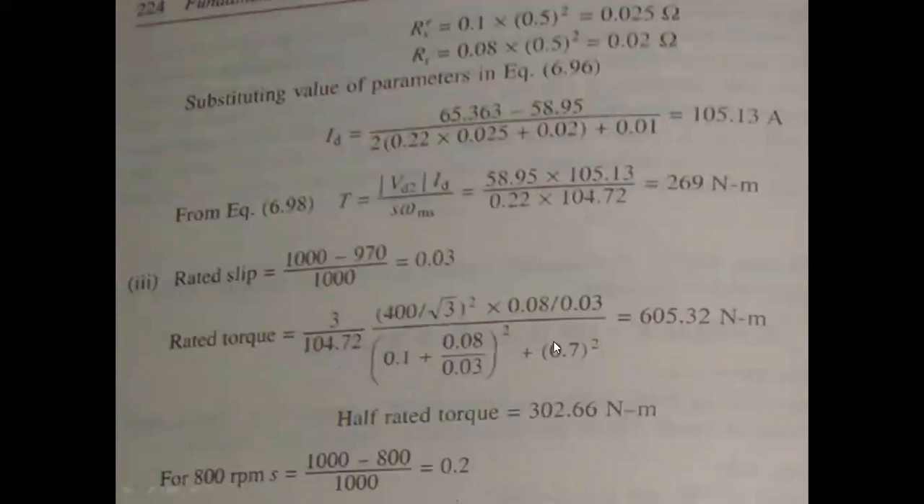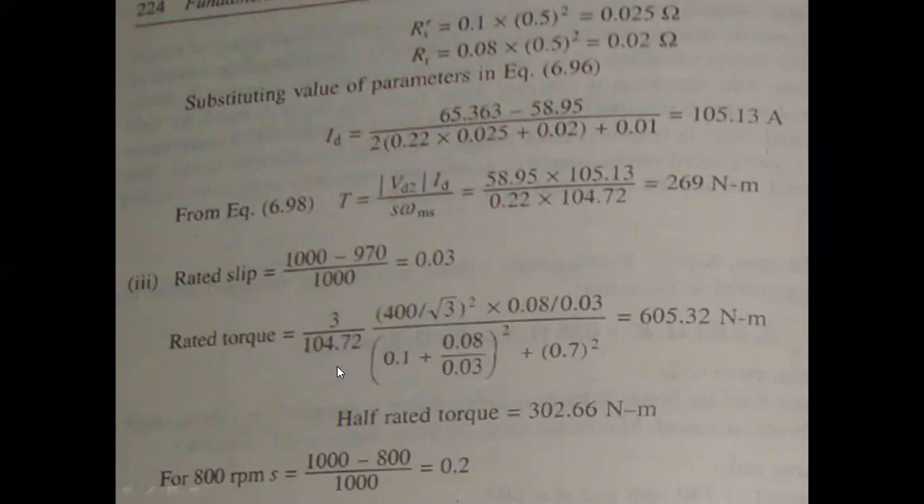So see here, for a speed of 800 RPM, we have to calculate the slip. Synchronous speed 1000 minus 800 by 1000, that is S equal to 0.2. And we have to calculate first the rated torque. The rated torque is 605.32. Already we have discussed yesterday. And the rated slip for 970 RPM is 0.03, and rated torque is 605.32.